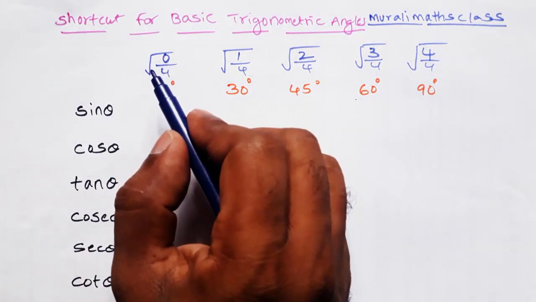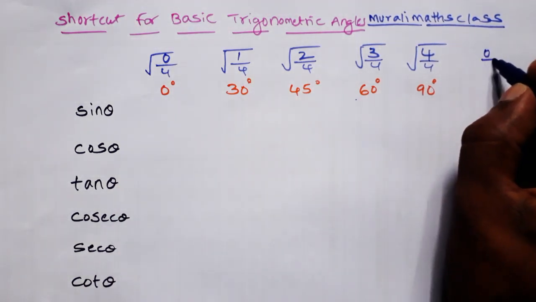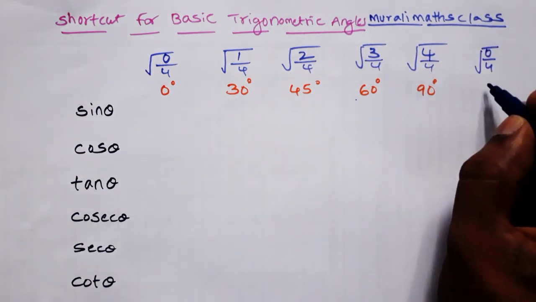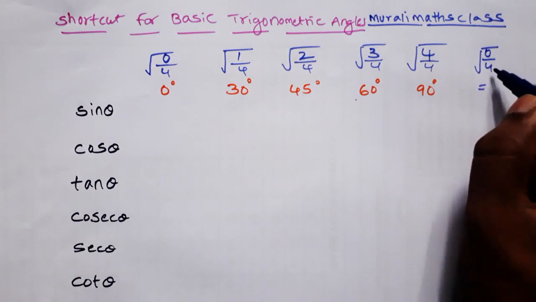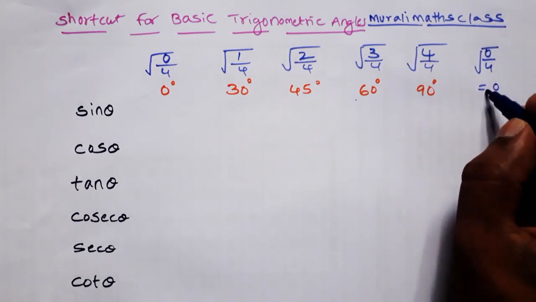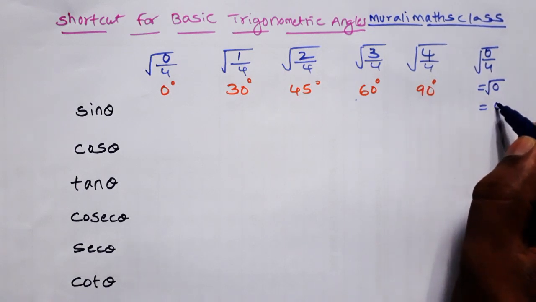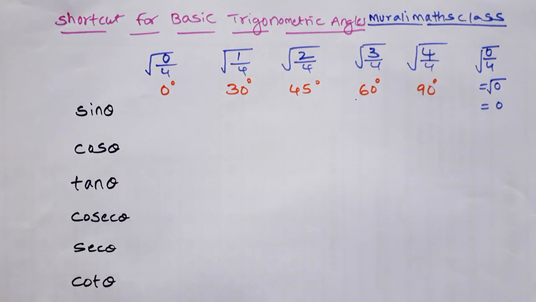0 by 4. So I will take here, observe here. We have the square root of 0 by 4. This we have to find the answer for. Equals to 0 by 4. What is the answer? 0 by 4 is 0. So the square root will be there. Square root of 0 is 0. So this answer we write here. This answer you write here.